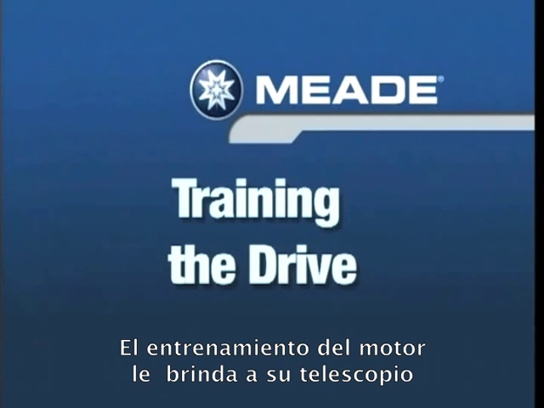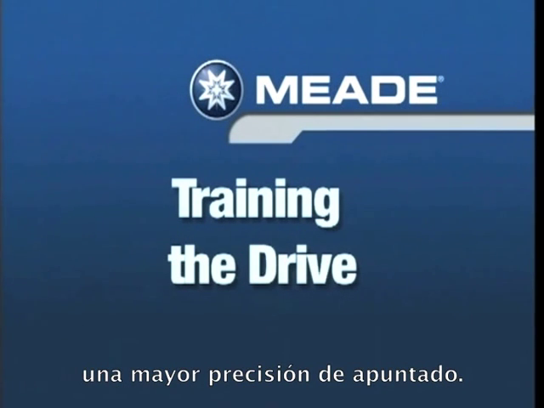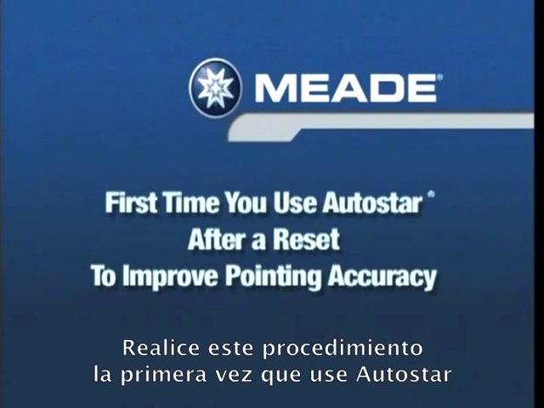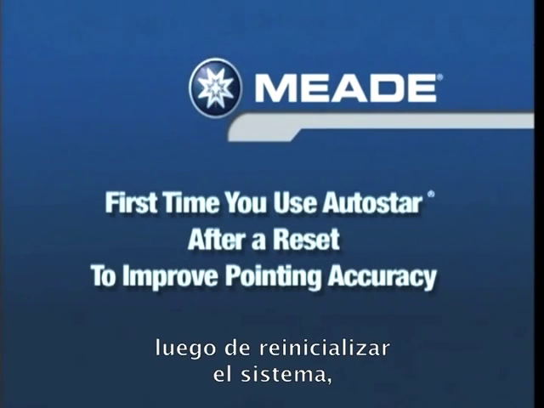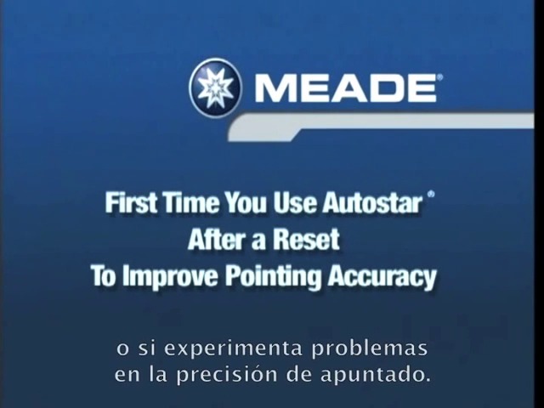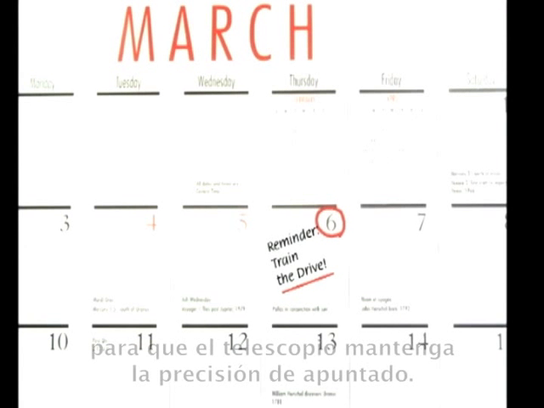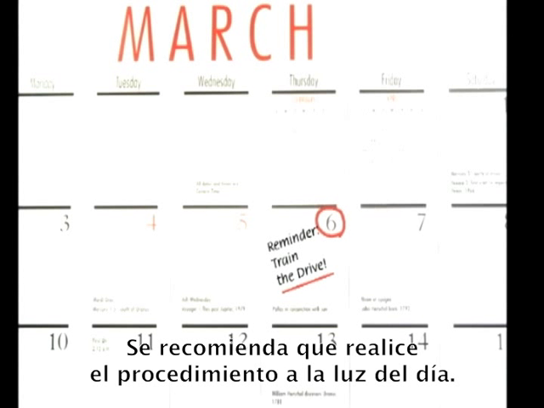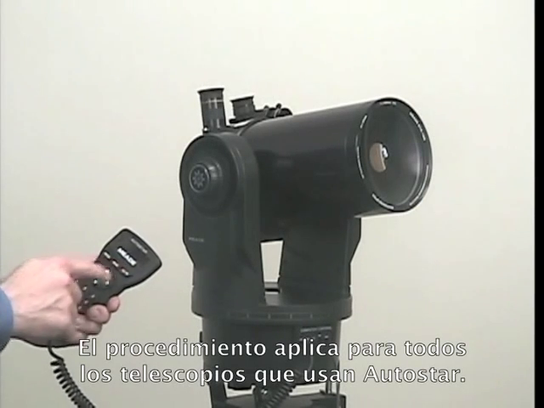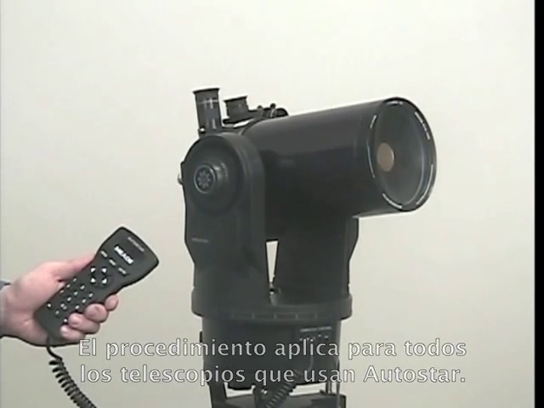Training your drive gives your telescope a higher degree of pointing accuracy. Perform the Train the Drive procedure the first time you use AutoStar, after a reset, or if you are experiencing any pointing accuracy problems. Perform this exercise once every 3 to 6 months to maintain the highest level of telescope pointing accuracy. It's recommended that you perform this procedure in the daytime. This procedure works with all telescopes equipped with AutoStar.